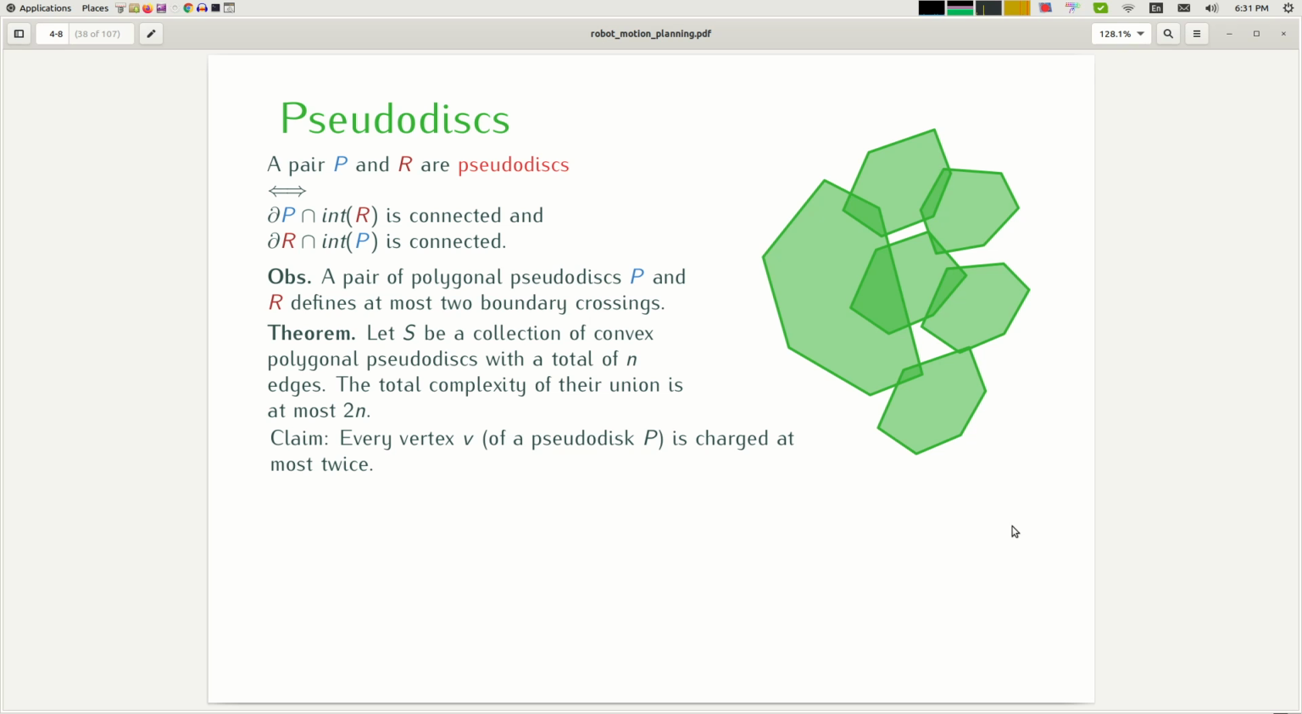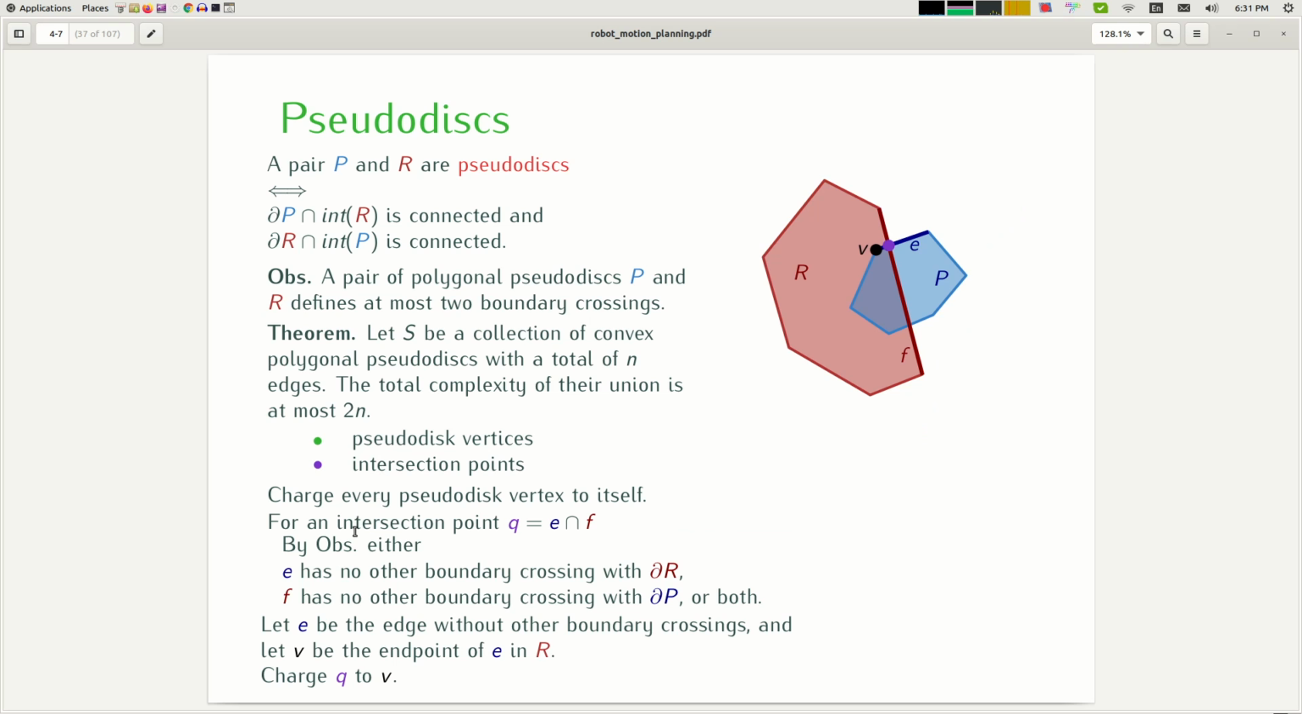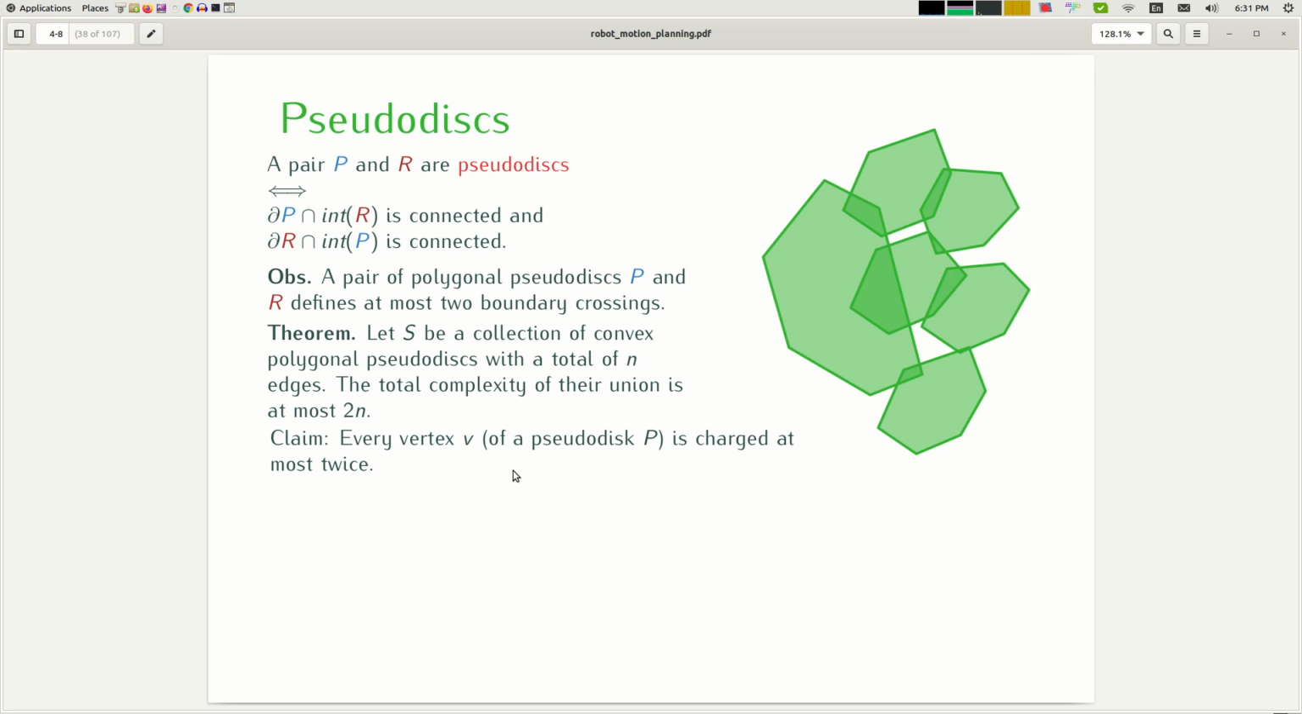To do that, we're going to say that every vertex is charged at most twice. Actually, in this argument we charge every vertex to itself, because we want to say that at most 2 times n. You get one charge from here, and you get one charge from here, so in total that's 2n. If a vertex V is not in a pseudo disk, you get one charge, so that's easy.